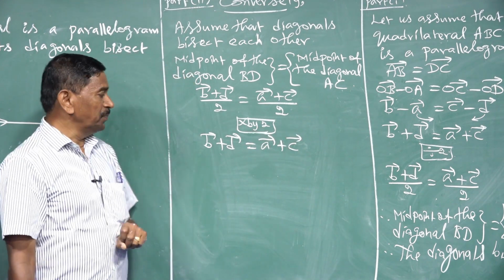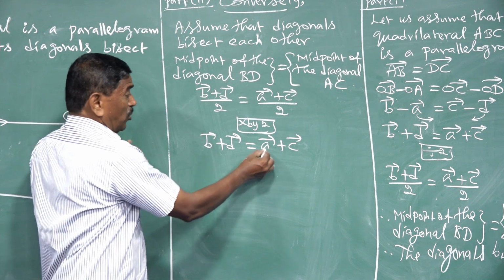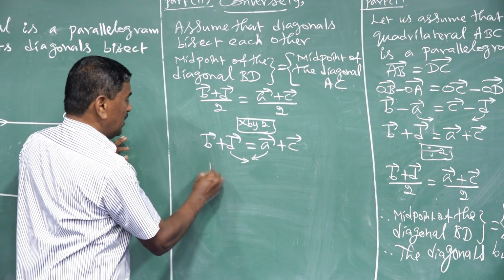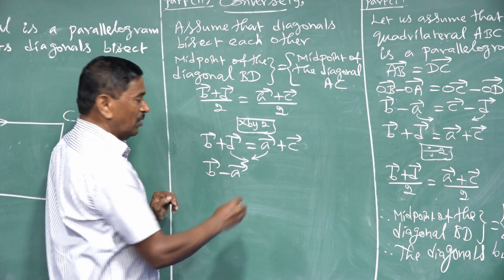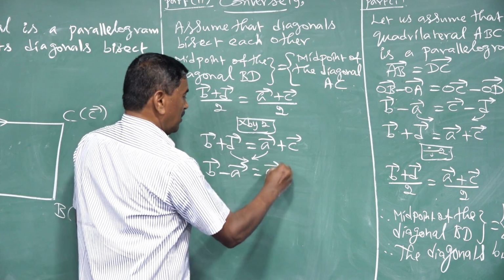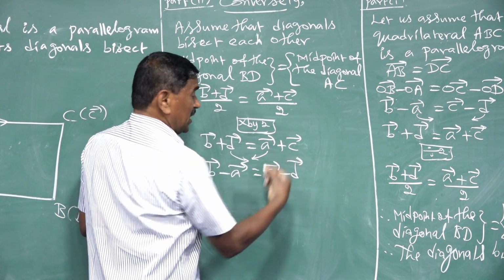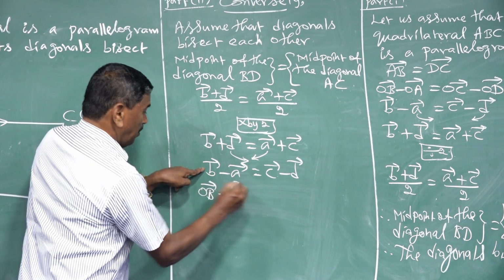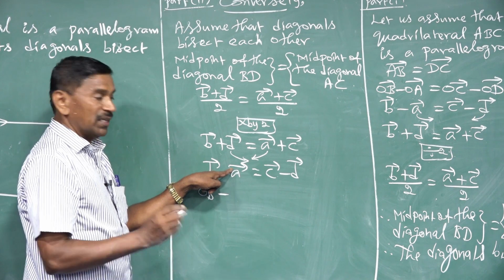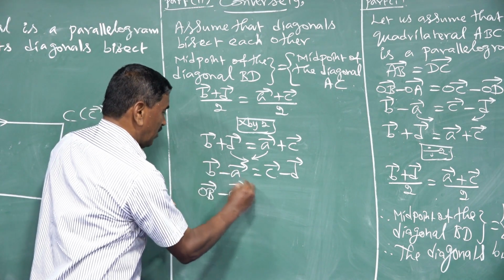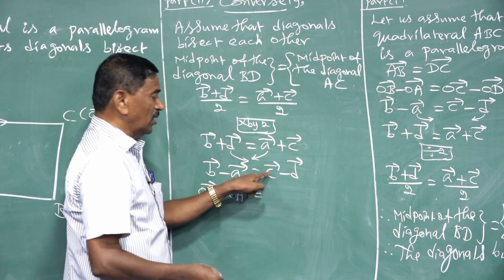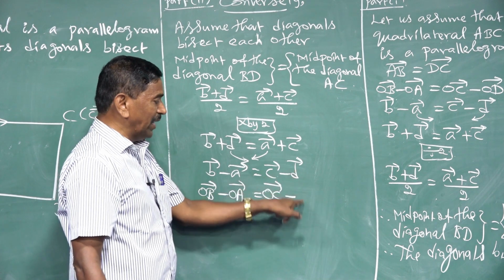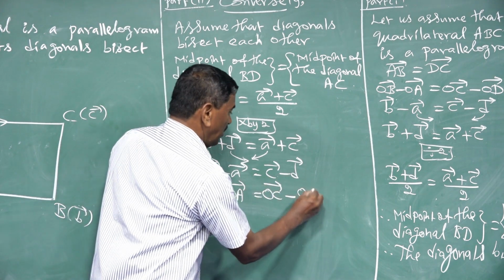Okay, now next step. Yes, A vector and B vector on one side. A vector comes to the left side. D vector goes to the right side. Which is B vector minus A vector, which is equal to C vector minus D vector. Okay, what is B vector? B vector is equal to OB vector. What is A vector? Yes, A vector is equal to OA vector. C vector is equal to OC vector, D vector is equal to OD vector.